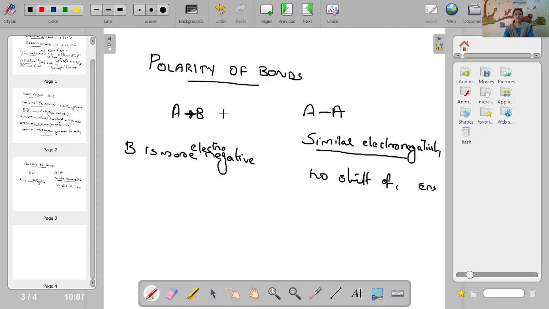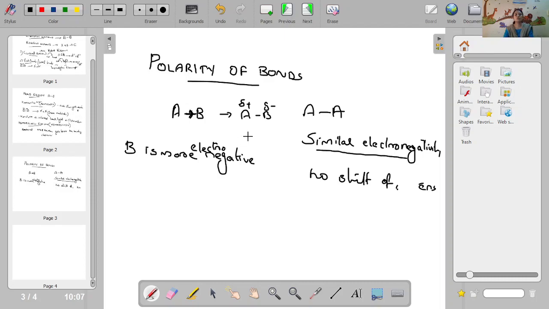Okay, as a result, what will you get? A becomes partially positive and B becomes partially negative. And we use delta positive and delta negative. Delta positive means partial positive charge. Delta negative means partial negative charge. That means now a charge is developed. A becomes partially positive and B becomes partially negative. The bond is not yet cleaved, but A becomes partially positive and B becomes partially negative.